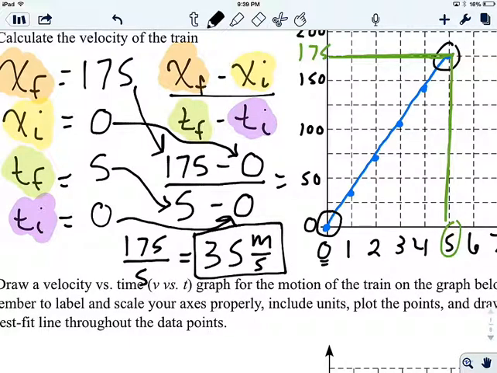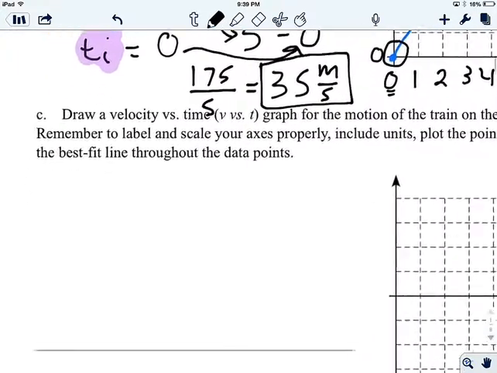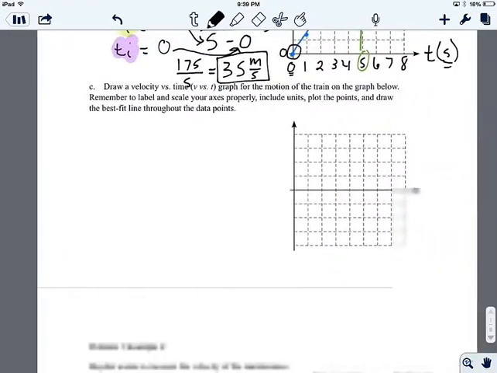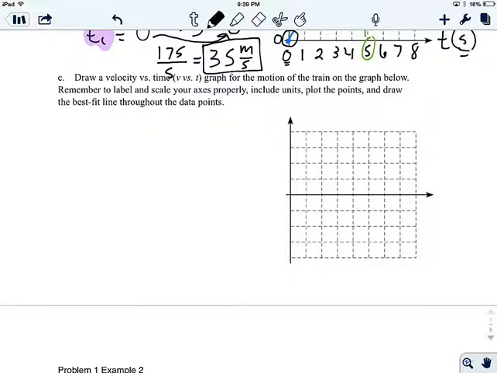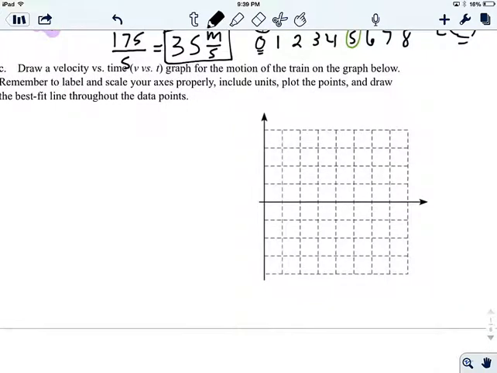All right, cool. So there's the answer to the first part. Go ahead and box that answer in for me. I really appreciate that. Now, velocity versus time. Draw the velocity versus time graph for the motion of the train in the graph below. Remember, I got to label and scale, include units, plot points, and draw the best fit line.